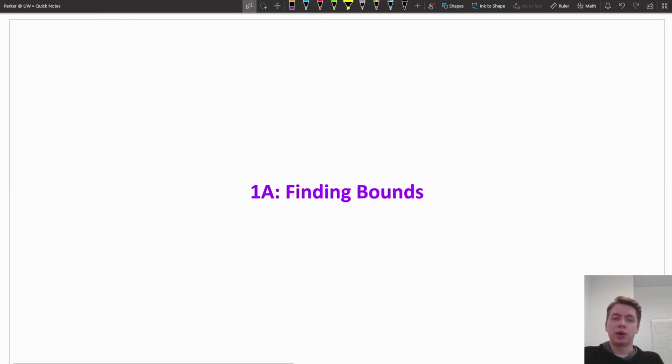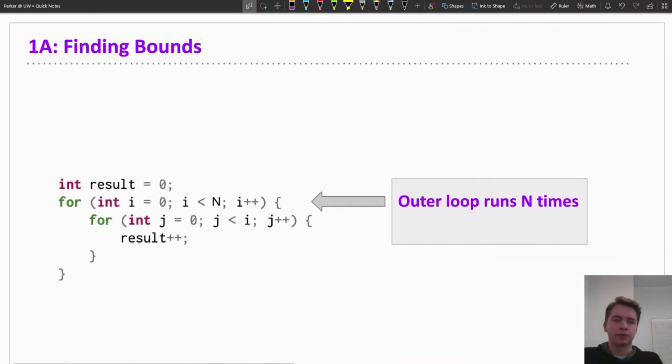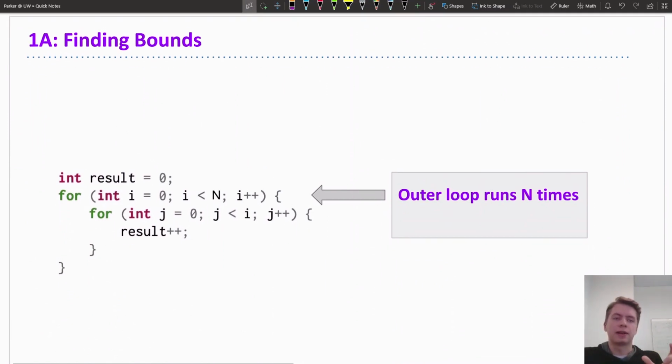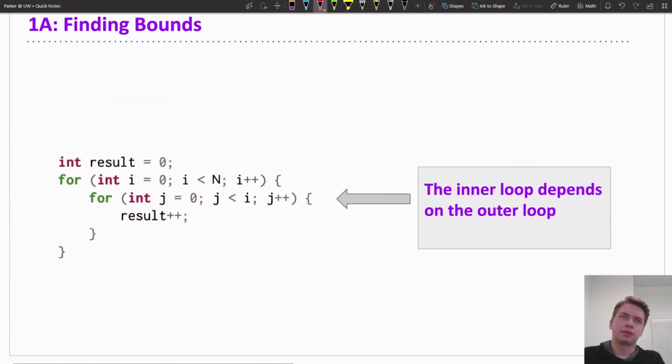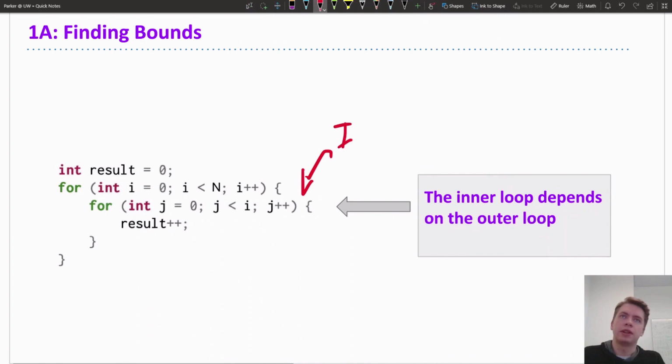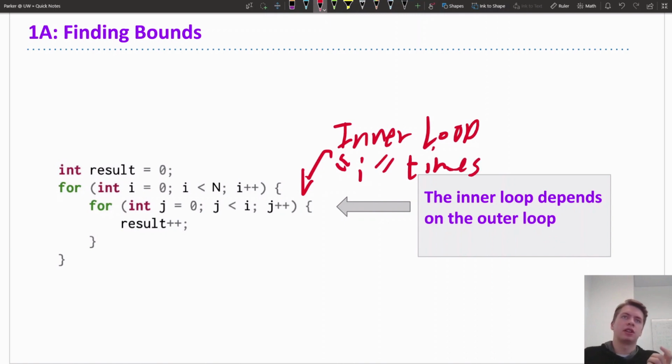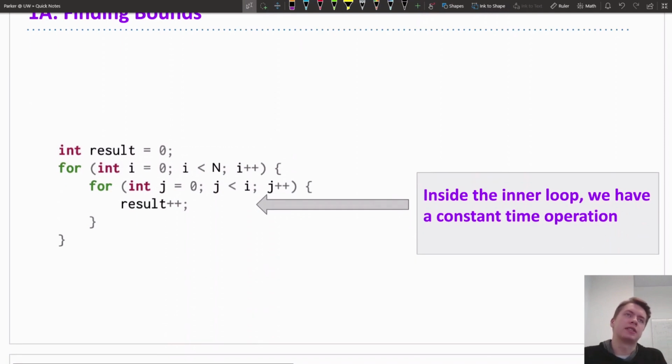All right, walking through 1a, finding bounds, we have to analyze the runtime for this block of code, where we have 3 sections here. We have an outer loop that will run n times, as the blurb says. We have an inner loop that will run i times, because it depends on the outer loop value. And then in the very center of these nested loops, we have some constant amount of work.